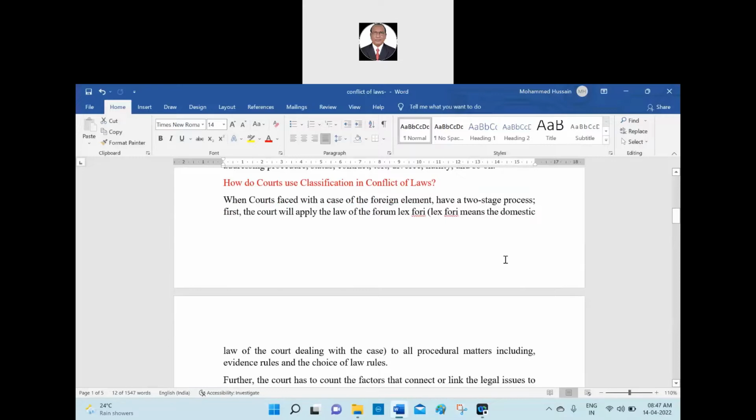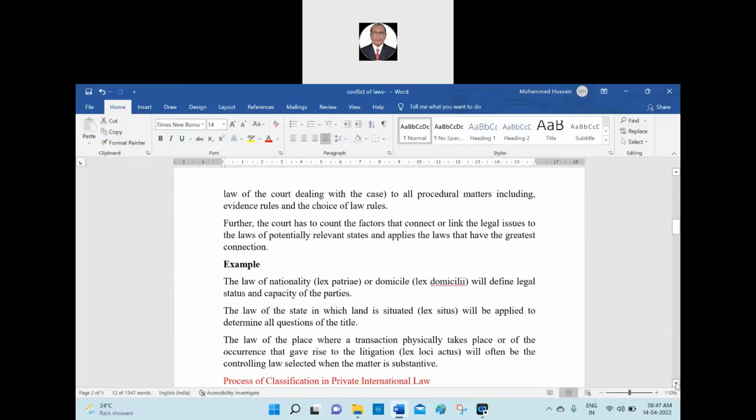First, the court will apply the law of the forum, the lex fori. Lex fori means the domestic law of the court dealing with the case, applied to all procedural matters, I repeat, in all procedural matters, including evidence rules and choice of law rules. Of course, for procedural matters, generally what we follow is the lex fori only. Further, the court has to count the factors that connect or link the legal issue to the laws of potentially relevant states and apply the laws that have the greatest connection.